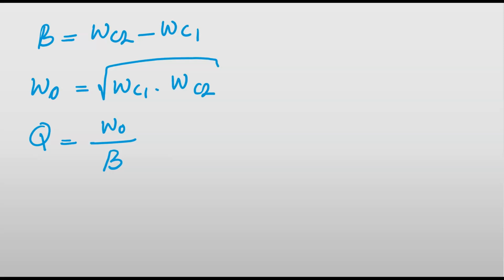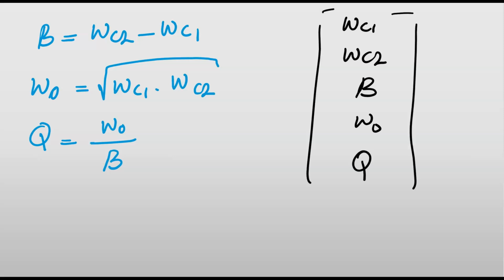These are our 5 parameters that you need to find for any band pass or band reject filter: ω c1, ω c2, β, ω naught, and Q. If you know 2 out of 5, you should be good and you can find the rest of them. Okay, now I want to show you an example that shows a behavior similar to what we are interested in for a band reject filter.